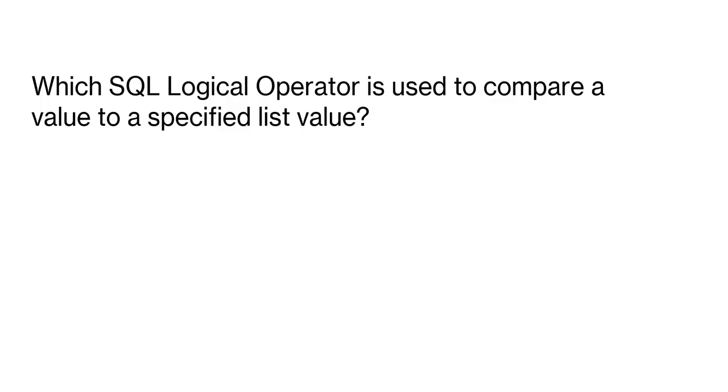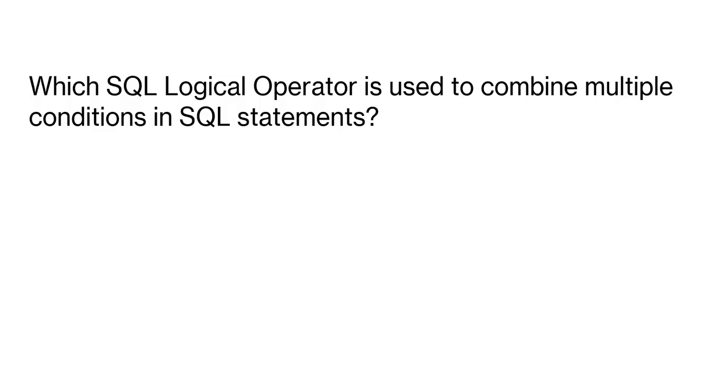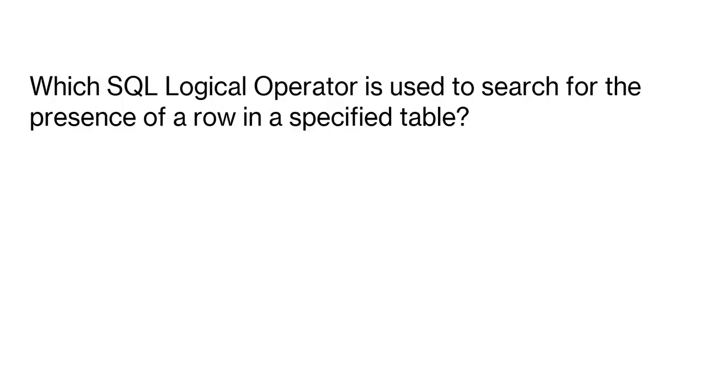Which SQL logical operator is used to compare a value in a specified list? So you have a list of values, these values, and you're looking for anybody that's in that list. That's going to be in. So you have a predetermined list, you're looking for anything in that, and those are almost always numerical values. So which logical operator is used to combine multiple conditions in a SQL statement? So combine multiple conditions means this or that or the other thing. That's going to be or.